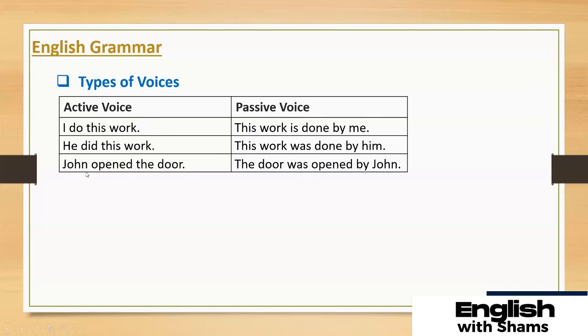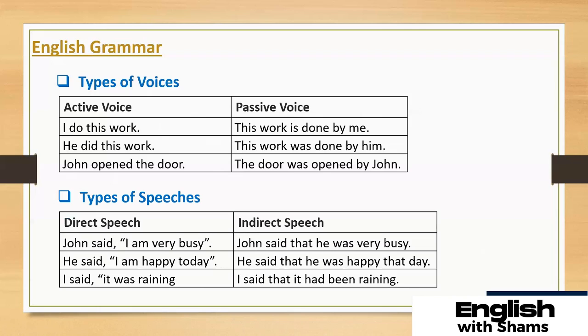So in active voice, John opened the door. The same thing with the same meaning in passive voice, we can say the door was opened by John. So with different examples, we will be discussing in detail types of voices and then types of speeches. Here also there are two types of speeches: one is direct speech and another one is indirect speech.